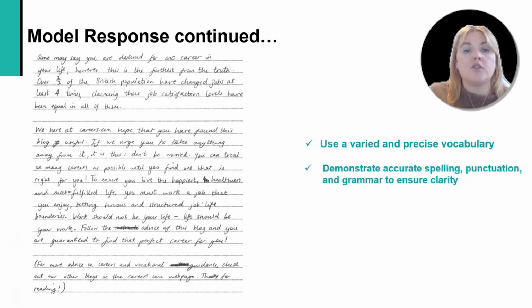Finally, this is the end of the student's response. They bring the blog to a close by adding a clear conclusion that encourages the reader to reflect on what they have read. They achieve this through the use of emotive language and thoughtful vocabulary. They continue to use language features such as statistics to reinforce their points and add authority. Throughout, they demonstrate accurate spelling, punctuation, and grammar, which ensures their writing is clear and easy to understand.